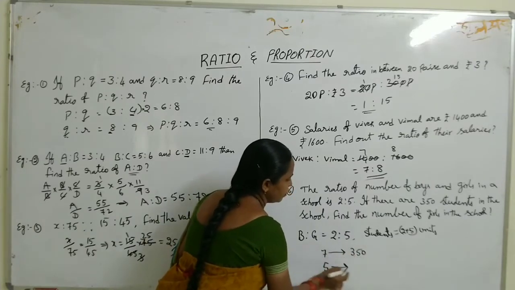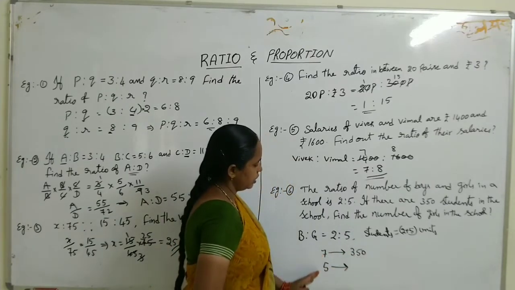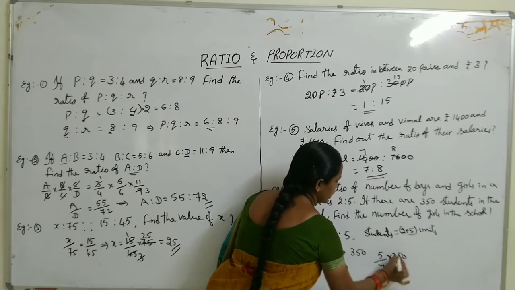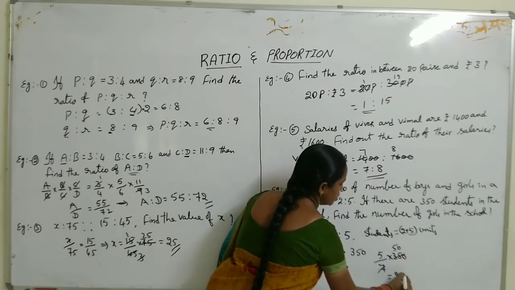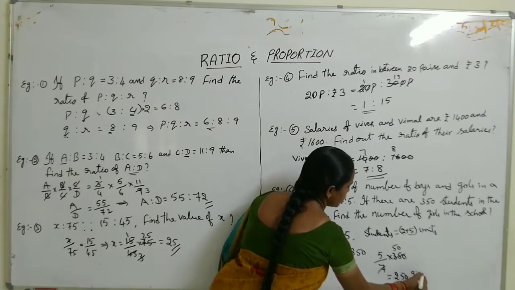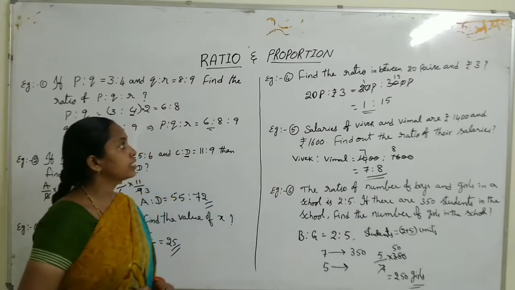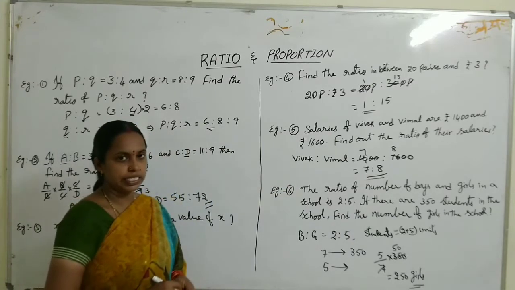7 units is 350, and 5 units is less, so it is 5 by 7 into 350. That is 7 fives are 35, 5 fives are 25, so 250 girls. Therefore, the number of girls equals 250. Okay, next we will do the practice exercise.